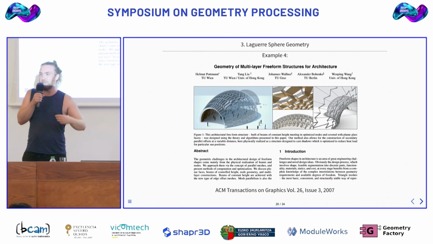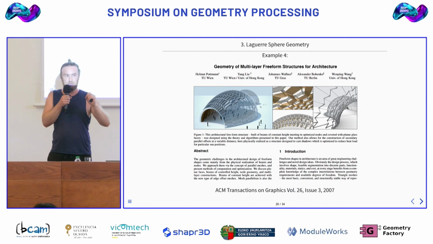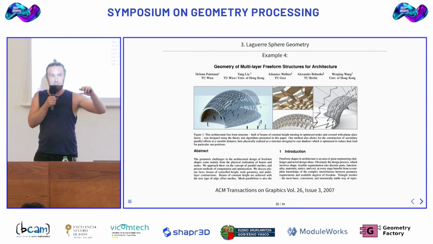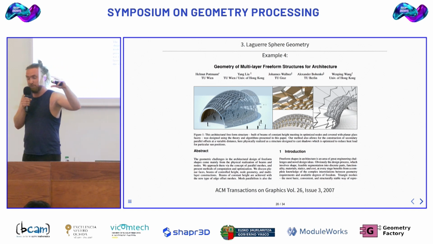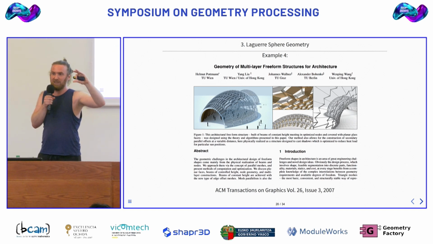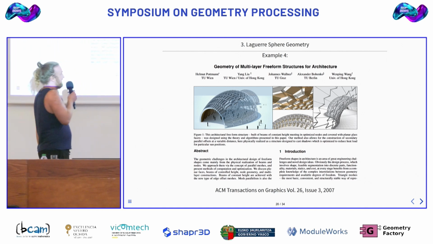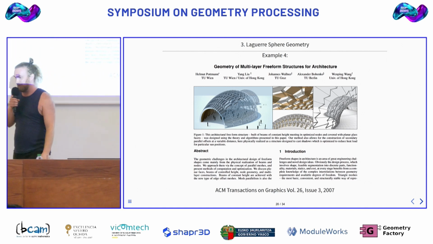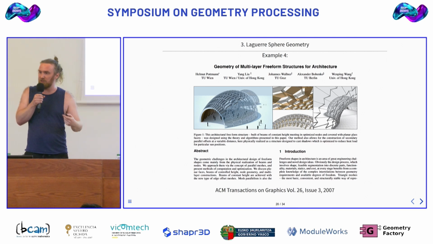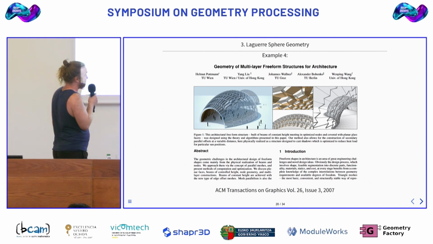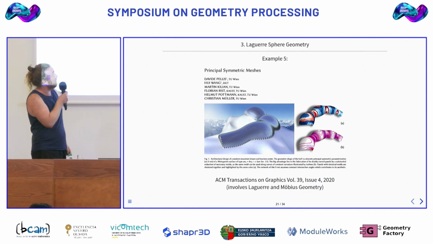One very easy Laguerre transformation is where you just add some number to all the radii. Then some spheres will become bigger if the number is positive, and some will become smaller if it is negative. As far as I know, it's mostly used in architectural geometry. But my time is short, so I'm not going to talk too much.